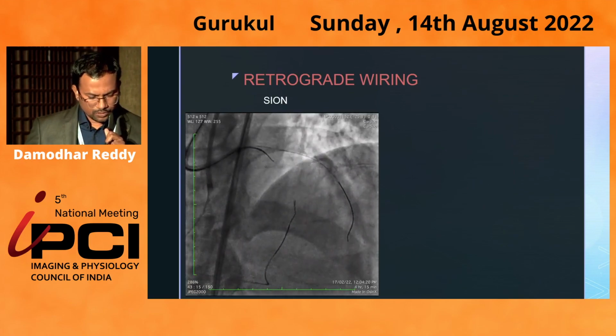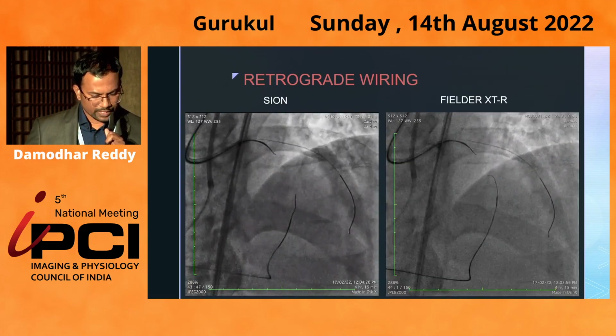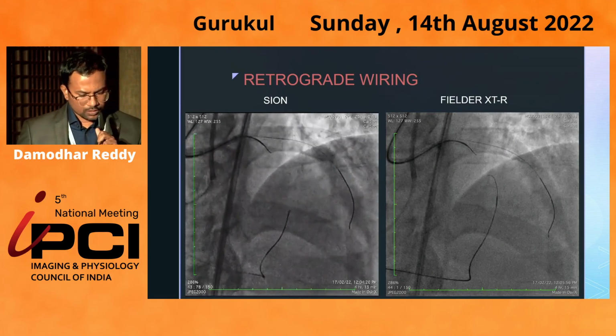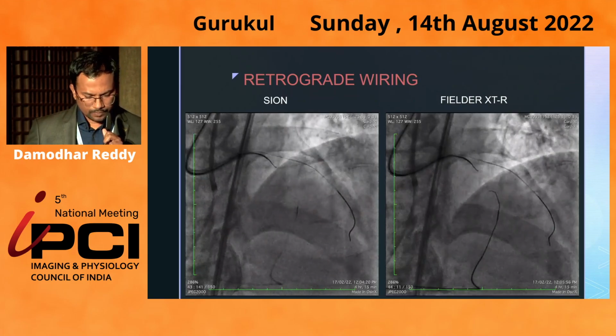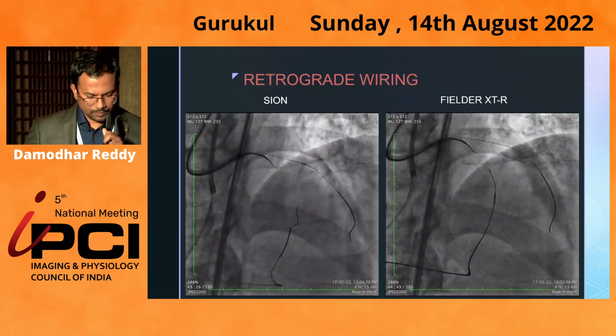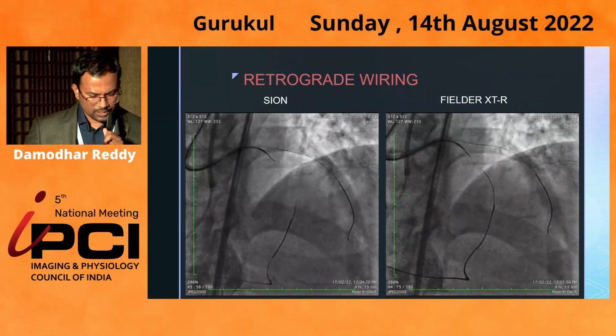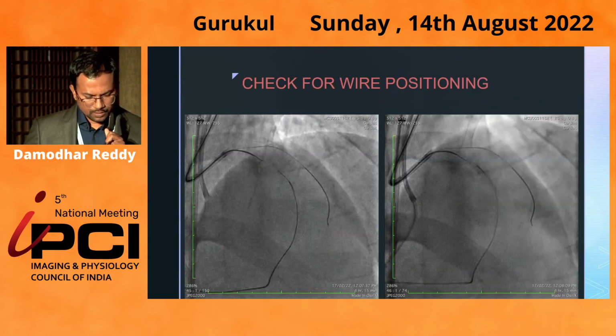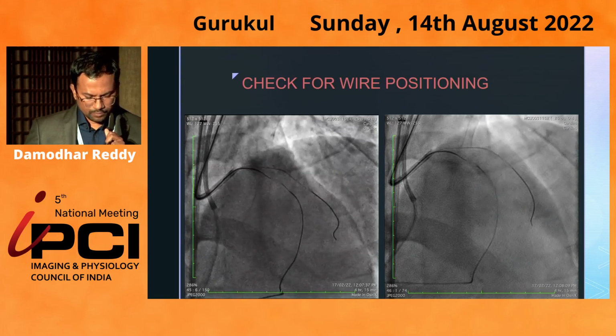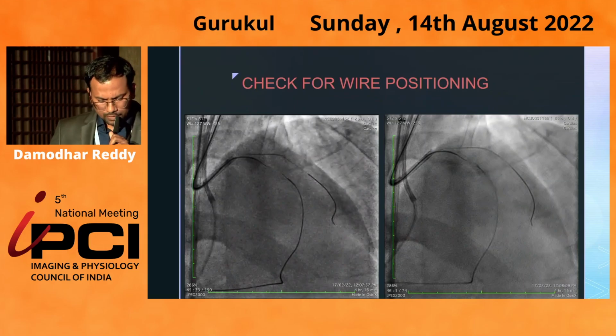So next, the Cyan was not progressing. So we have taken Fielder XTR as a retrograde wire again because it has better support to puncture the distal cap. We could progress proximally, and after this we have advanced the Caravel microcatheter, and this was a small issue.